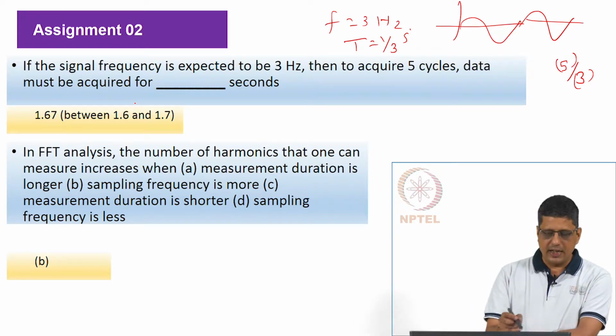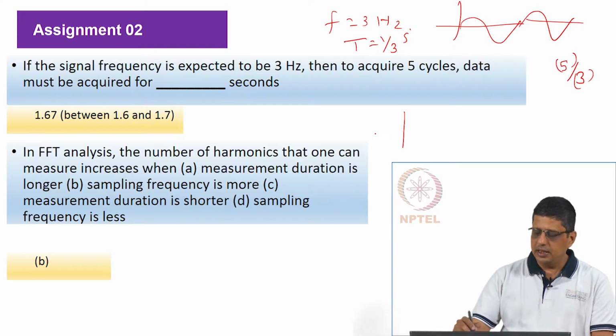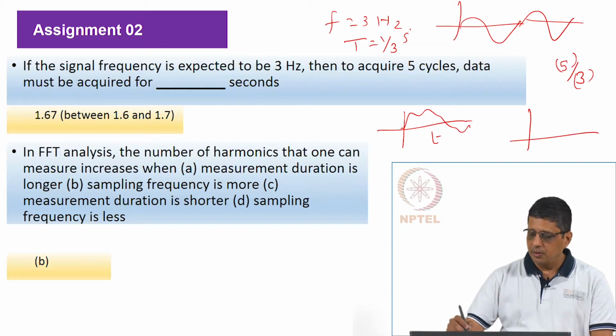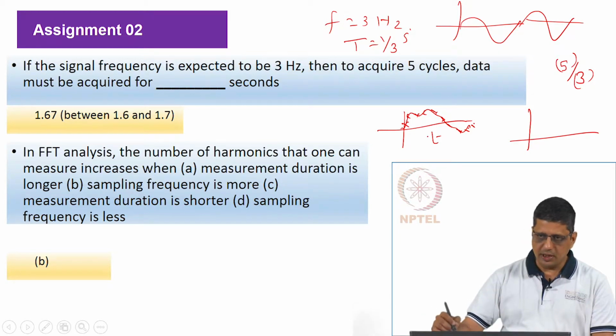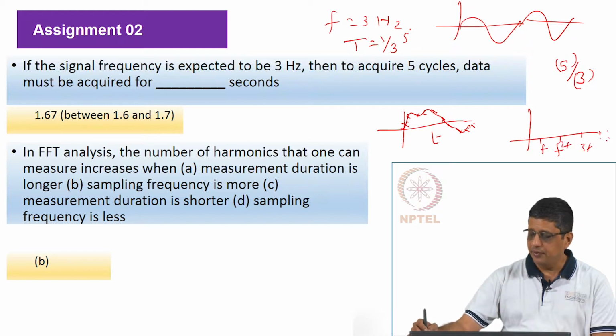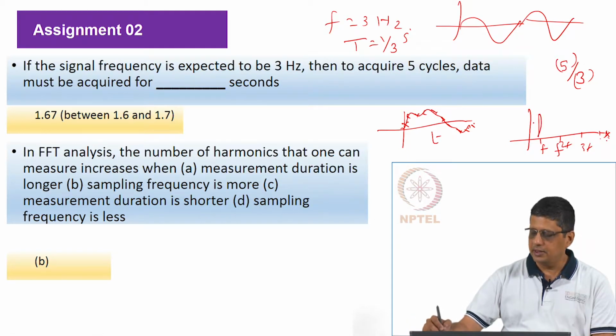Next, in the FFT analysis, the number of harmonics that we can measure, okay, it increases. What I mean is, if you get a time domain signal, but it is discrete set of data points, right. You transform that to Fourier domain, you would get response at fundamental 2f, 3f, etc., up to a finite harmonic. You can get phase, you can get magnitude.